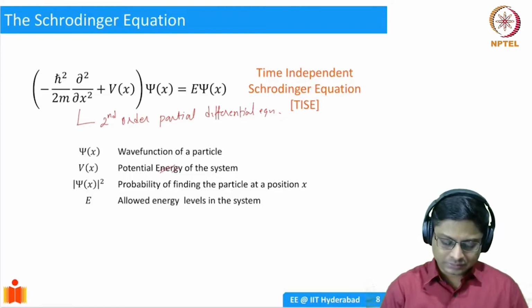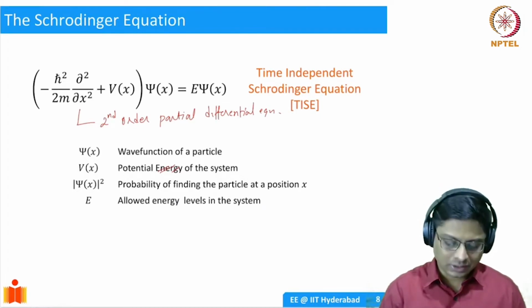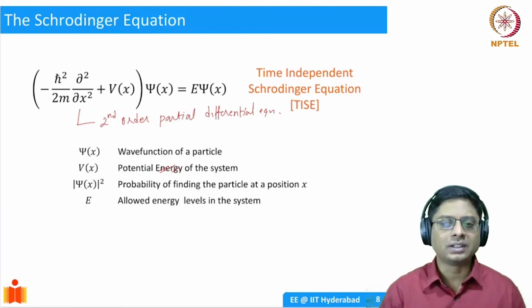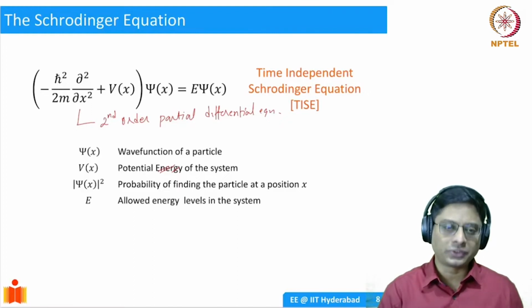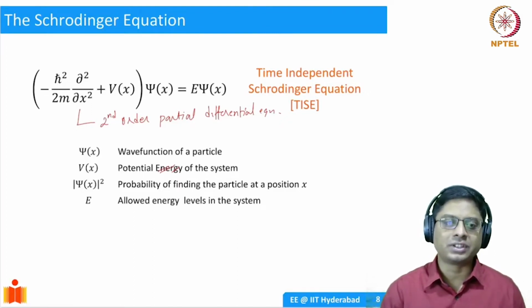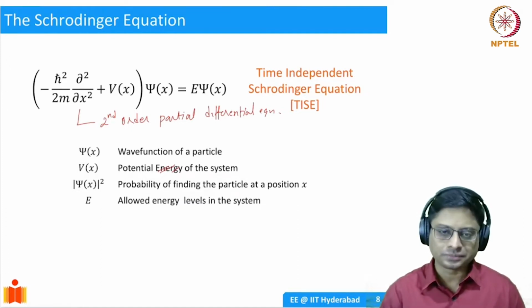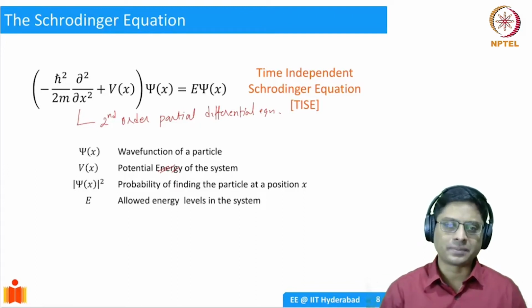And then, when I know the wave function, I can actually find out the probability of finding an electron by calculating psi. If you have psi, you take the modulus of it and square it. That is the probability of finding a particle at a position x. This is finally what is physically observable. Physically, we cannot find the wave function. We will only find the probability of finding an electron or a proton or whatever. All right, and E is the various allowed energy levels in the system.